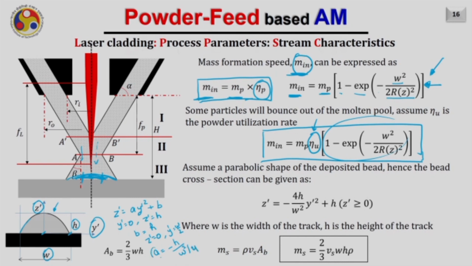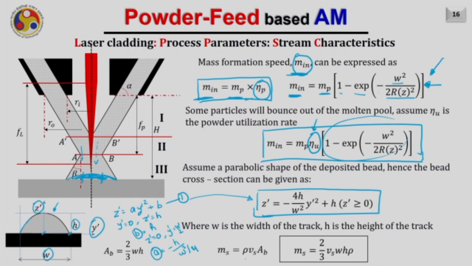By putting these values of the constants into this equation, I get the equation of the parabola as you are seeing here: z dash equals minus 4h by w square y dash square plus h. And of course, this equation is valid for z dash greater than 0. Here w is the width of the track and h is the height of the track. Now I can easily find out the mass of this bead.